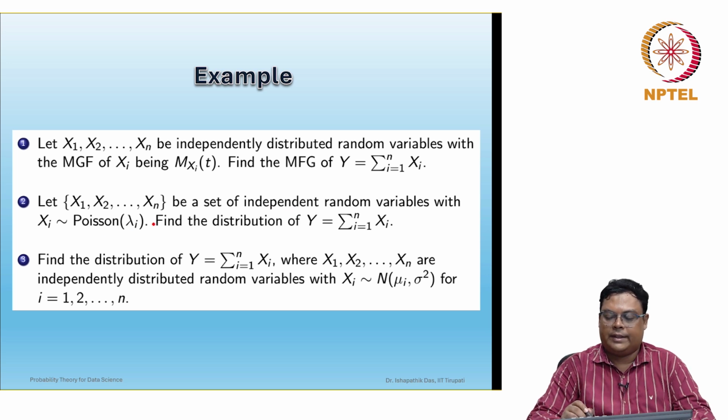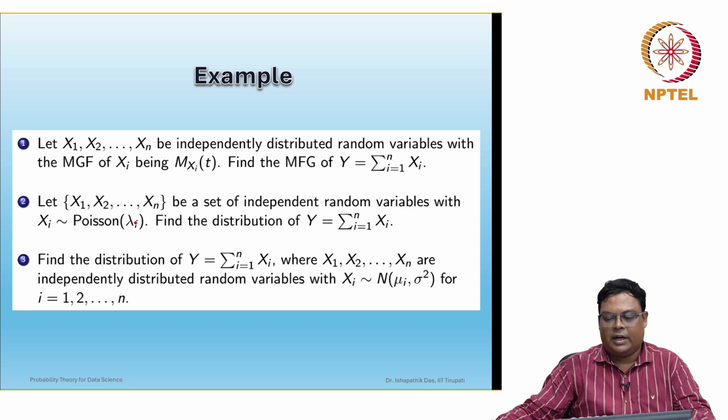Let x1, x2, ..., xn be a set of independent random variables with xi having Poisson(lambda i). So we just discussed earlier that if you have n random variables with Poisson(lambda i) and you want to find the distribution of Y equal to the summation of xi, how can we find that? First, for finding the distribution of Y, we need to know the moment generating function of the Poisson with parameter lambda. So in the general case, let us find that.